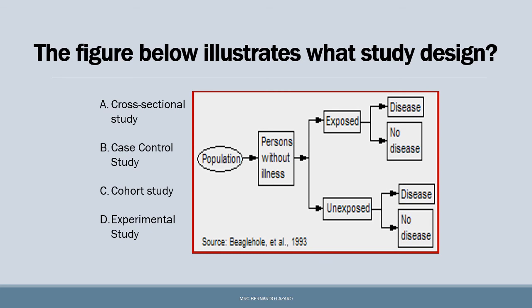How about the study design in this figure? So it starts with a population and persons without illness. They see who are exposed and unexposed, and later on, they look at if they've developed the disease or they did not develop the disease. So this is an example of C, a cohort study.